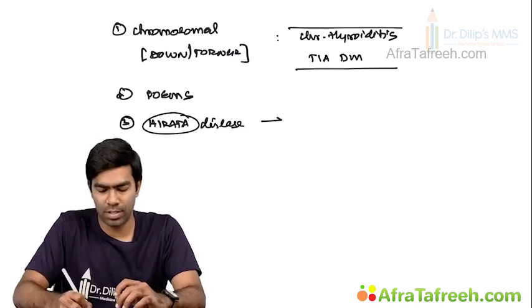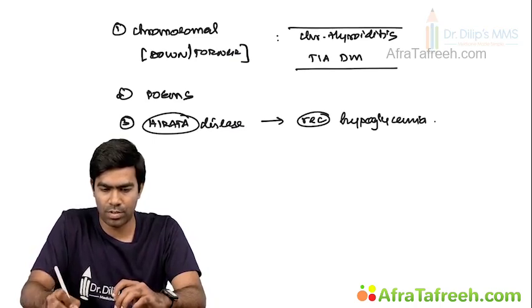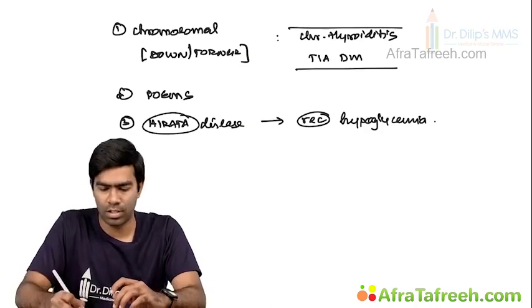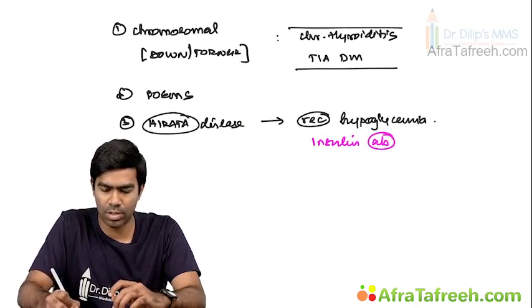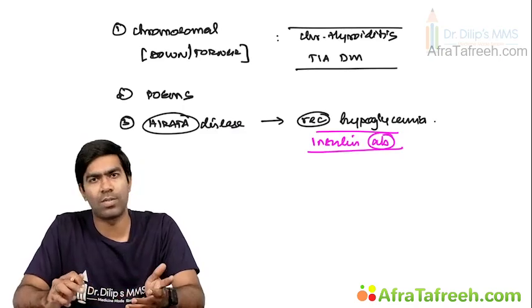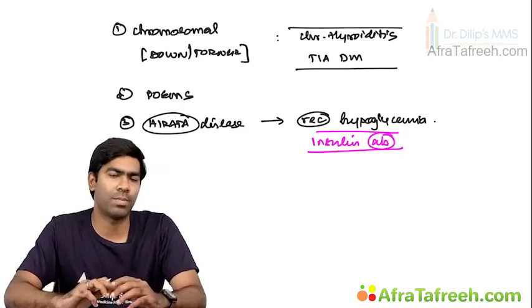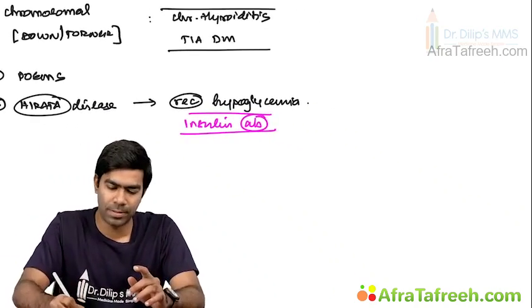Hirata disease will result in recurrent hypoglycemia. What is the reason for this in Hirata disease? You will develop insulin antibodies, insulin autoantibodies, antibodies against insulin. Which means you might ask the question: they should actually be prone to hyperglycemia, not hypoglycemia. How does it work? It's very simple.